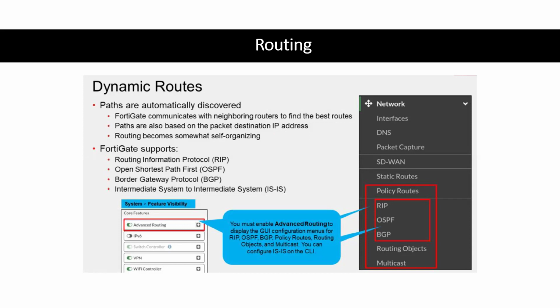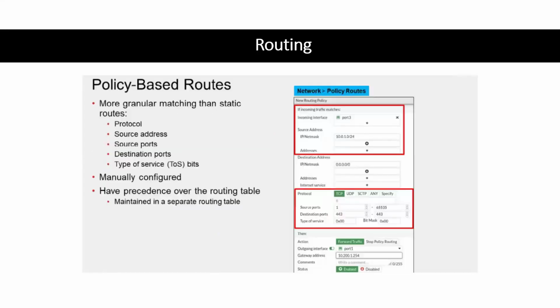You would have your option not just of dynamic routing, but of course policy routes, routing objects, and my favorite, multicast. Okay. We're not going to go over this now. I want to really have fun in the lab and for us to go over each of these dynamic routing concepts. We touched on it in the CCNA section, but we're going to do it again within a lab, but with the FortiGate this time.